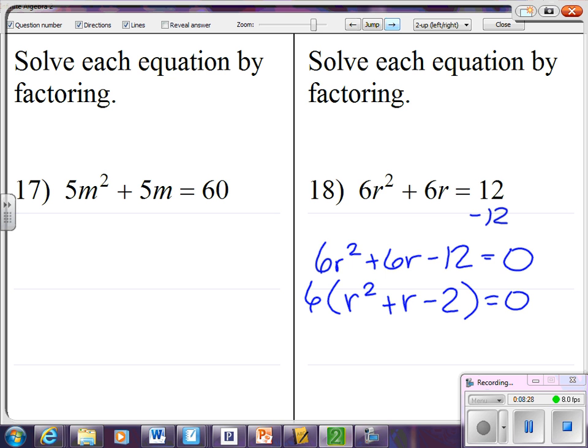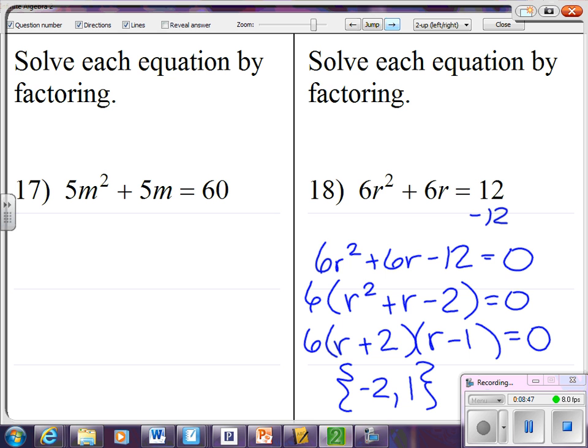So now I want something that multiplies to give me negative 2, but adds to give me positive 1r, which would be what? Right? So then you're going to set them equal, and you get negative 2 and positive 1.